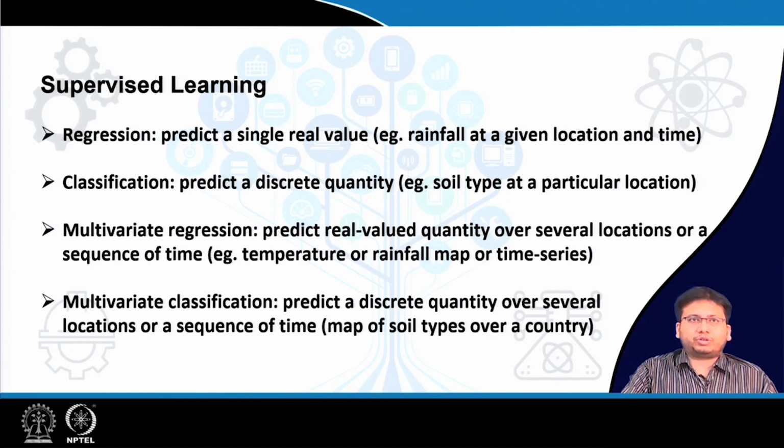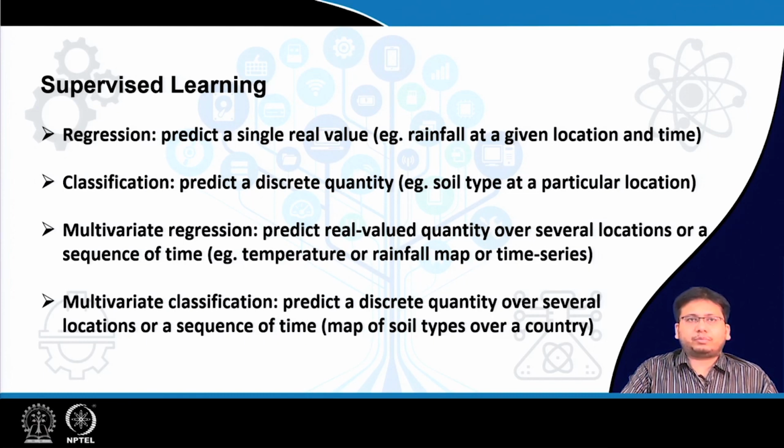Coming to supervised learning problems, I hope you all know what supervised learning is. We know that there are two categories of supervised learning problems. One is regression, where we try to predict a single real value, for example the rainfall at a given location and time, and another category is classification, where we try to predict a discrete quantity, for example the soil type at a particular location.